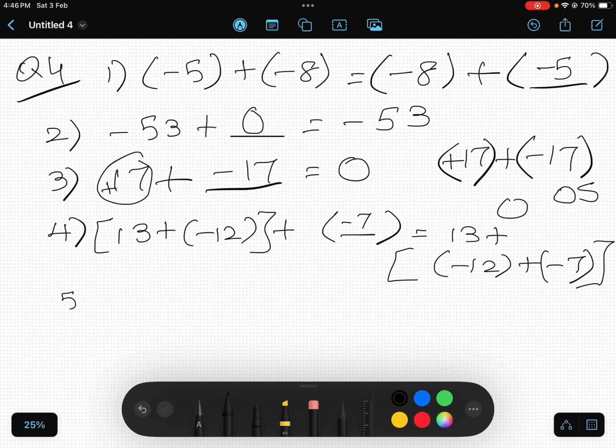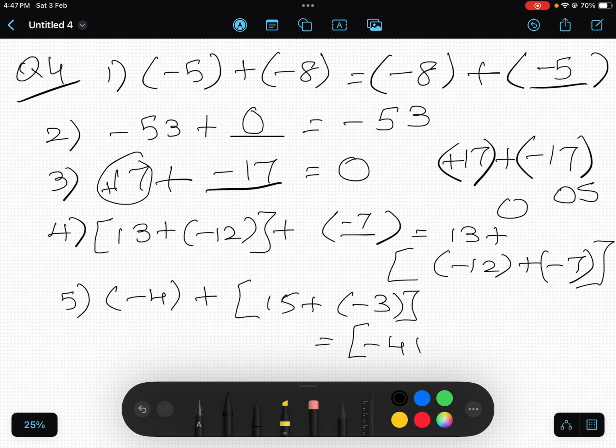Now the fifth one, again it is based on associative property. Whenever 3 integers are used, the question is based on the associative property. It is equal to minus 4 plus 15 plus dash. There is only a change of brackets between the left hand side and right hand side. So the answer is minus 3. So that finishes exercise 1.1.